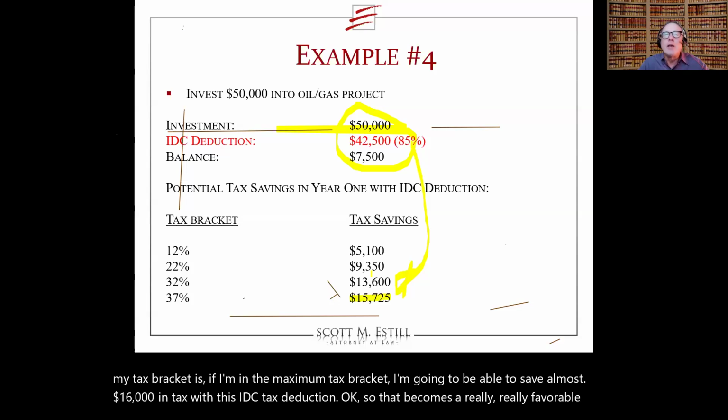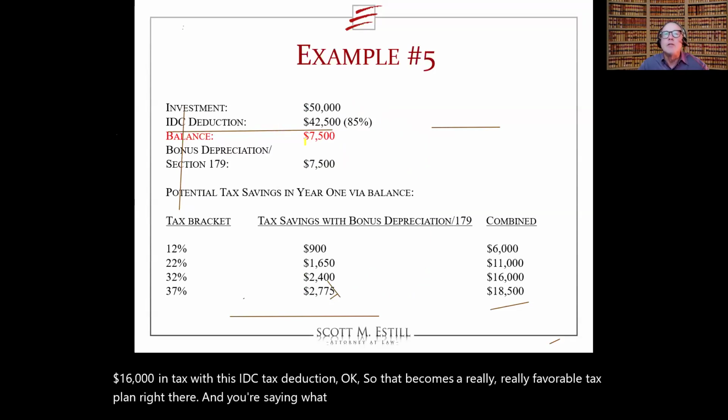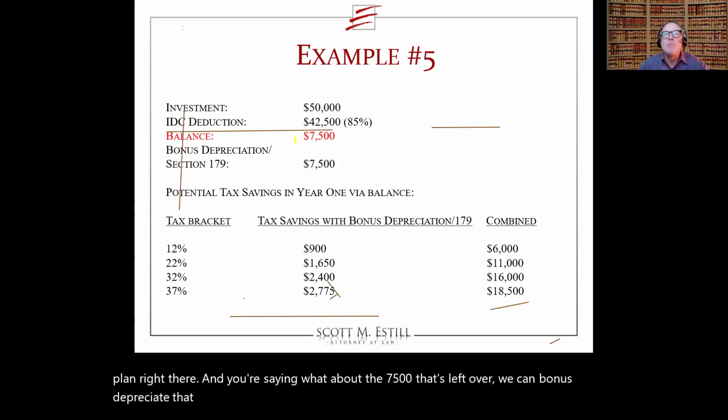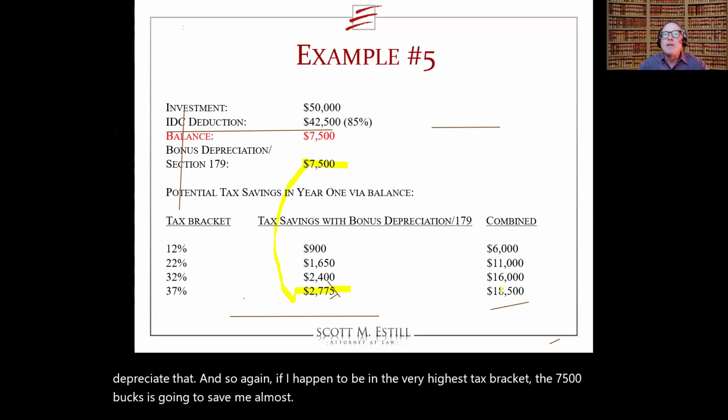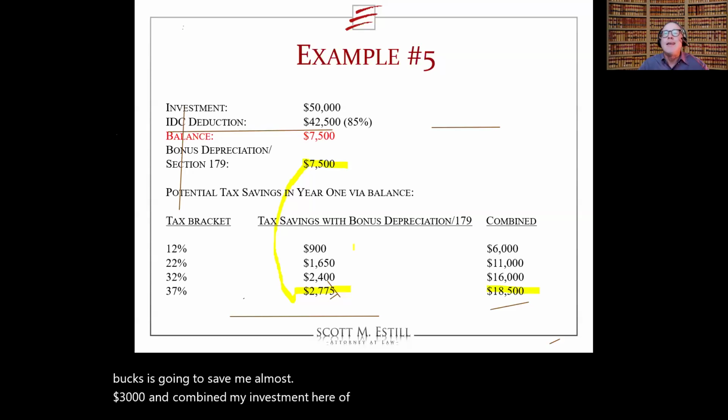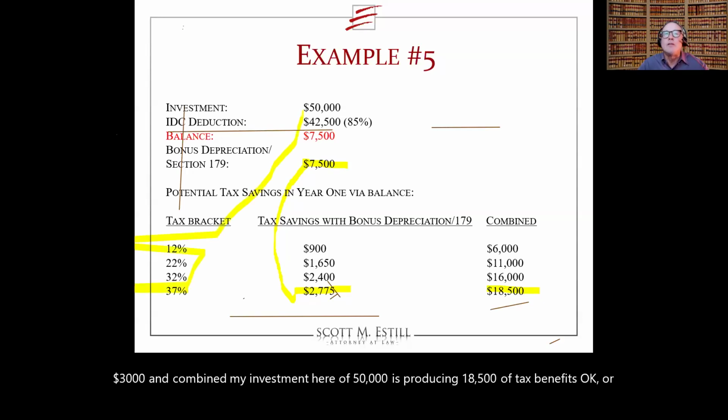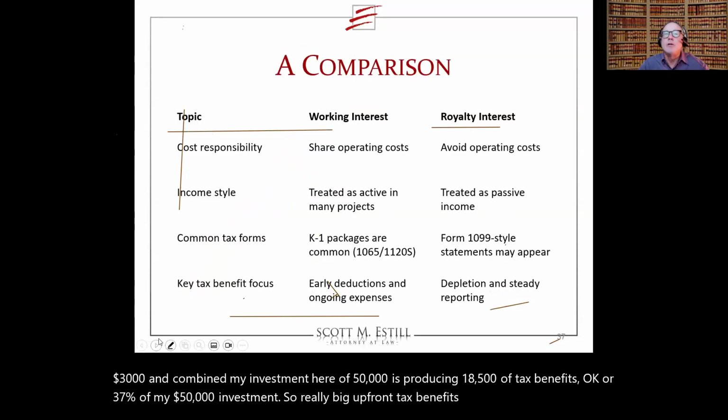And you're saying, well, what about the $7,500 that's left over? Well, we can bonus depreciate that. And so again, if I happen to be in the very highest tax bracket, the $7,500 is going to save me almost $3,000. And combined, my investment here of $50,000 is producing $18,500 of tax benefits, okay, or 37% of my $50,000 investment. So really big upfront tax benefits that are at issue here.